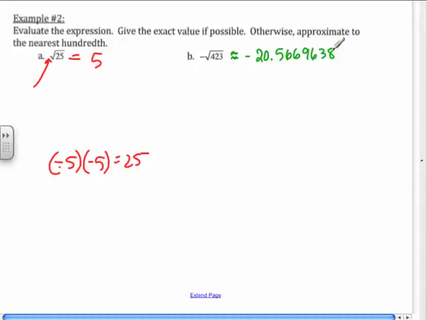9638. Okay? But remember it says nearest hundredth, so that means I want to go to 2 places behind the decimal point, and that's going to give me approximately negative 20.57. And I don't care what that stuff is, right? As long as this number right here is 5 or above, then this is going to go up 1. Okay? And that's it, guys.